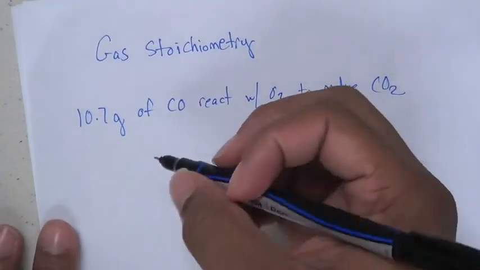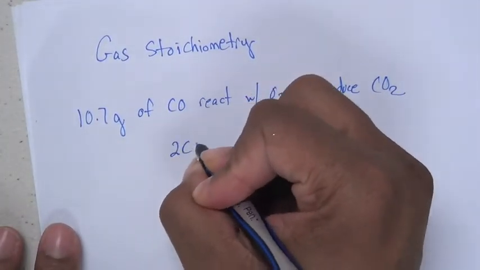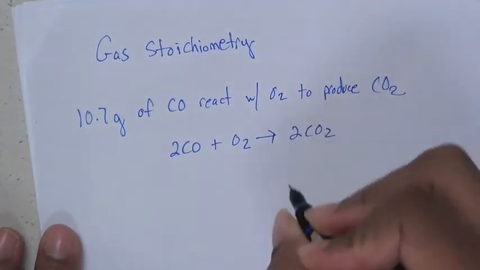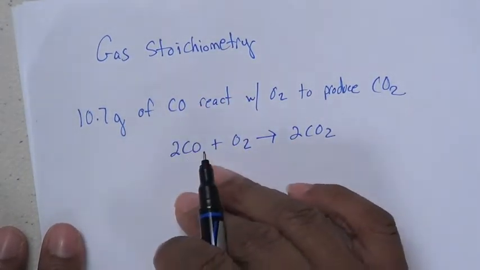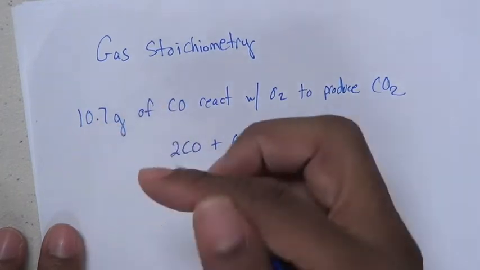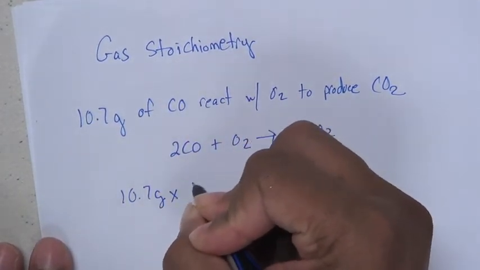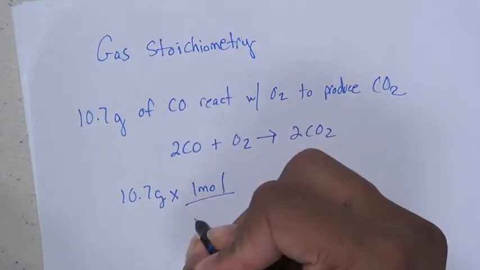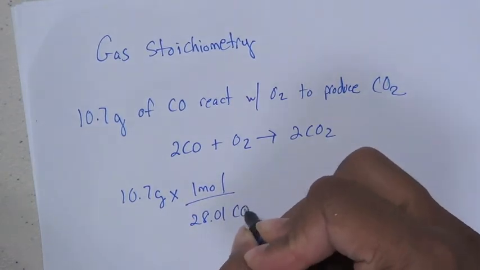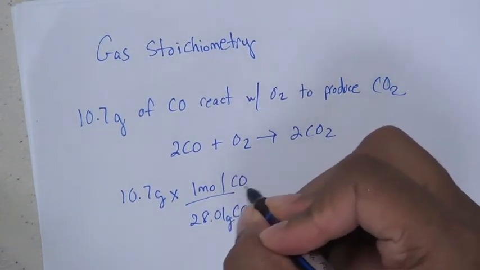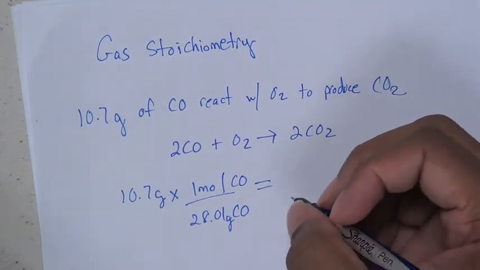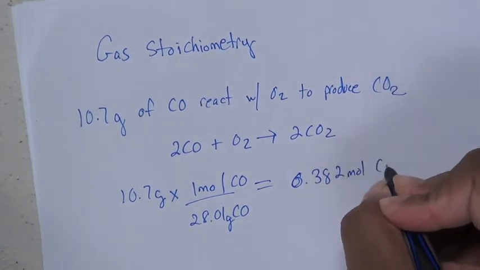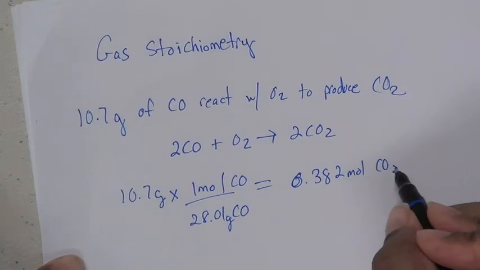All right. Now, it has a formula of 2 moles of carbon monoxide plus molecular oxygen yields 2 moles of carbon dioxide. The first thing we have to do, since we want to know how much is formed, is put this into moles. So we have 10.7 grams times 1 mole over the molecular mass of carbon monoxide, which is 28.01 grams of CO. That equals 0.382 mole CO.